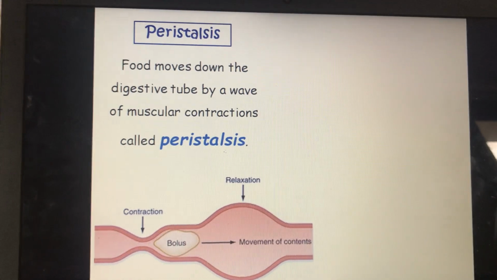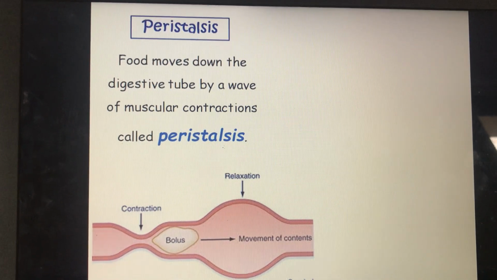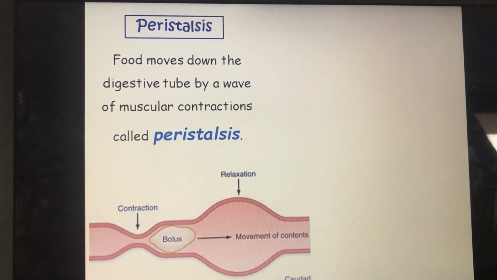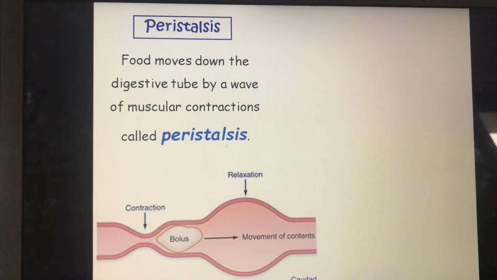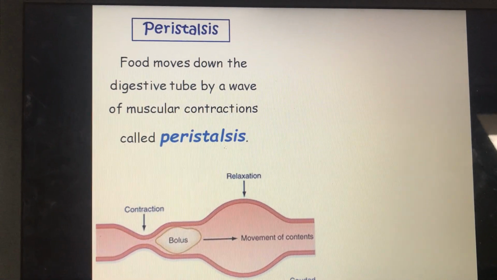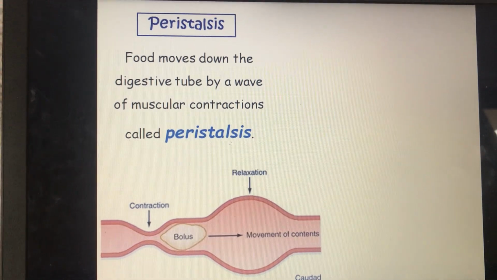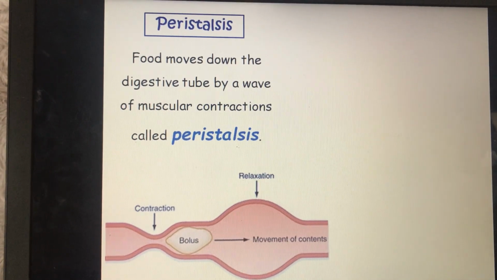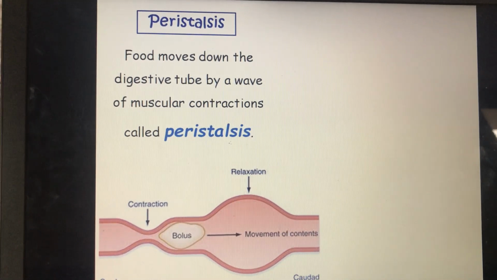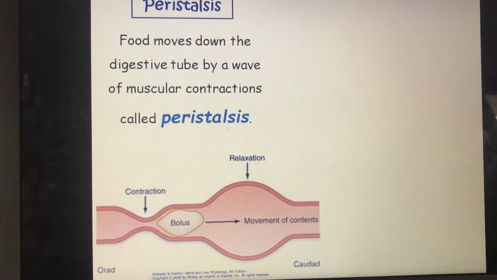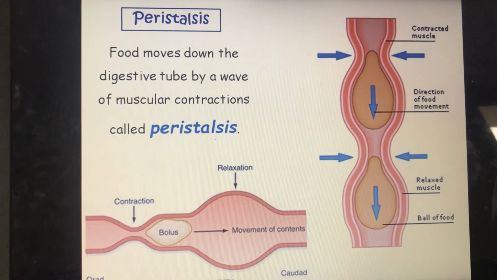But also the small intestine can digest food physically or mechanically because actually it's moving. And this movement is called peristalsis. So the movement of the small intestine looks like a wave of muscular contractions. It's called peristalsis. So that's why we say that food moves down the digestive tube by a wave of muscular contractions called peristalsis. As you can see here in the picture.